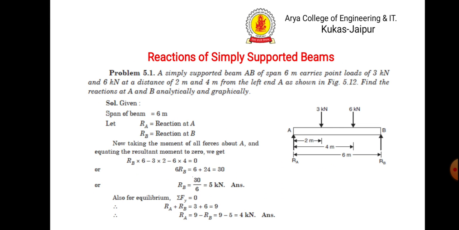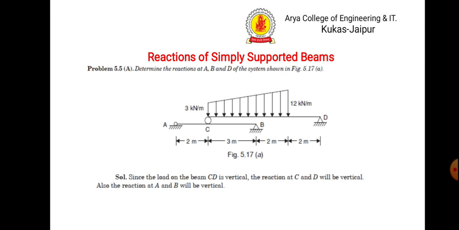Then we apply summation of M equals 0, meaning at point A the summation of all moments will be equal to 0. Due to 3 and 6, it is 3 into 2 and 6 into 4. These are clockwise moments, so they are positive, and RB into 6 is negative. If we put this in the equation, we get 6 RB equals 6 plus 24. From this we calculate the value of RB. Now put the value of RB in the equation RA plus RB equals 9, and we can find out the value of RA also.